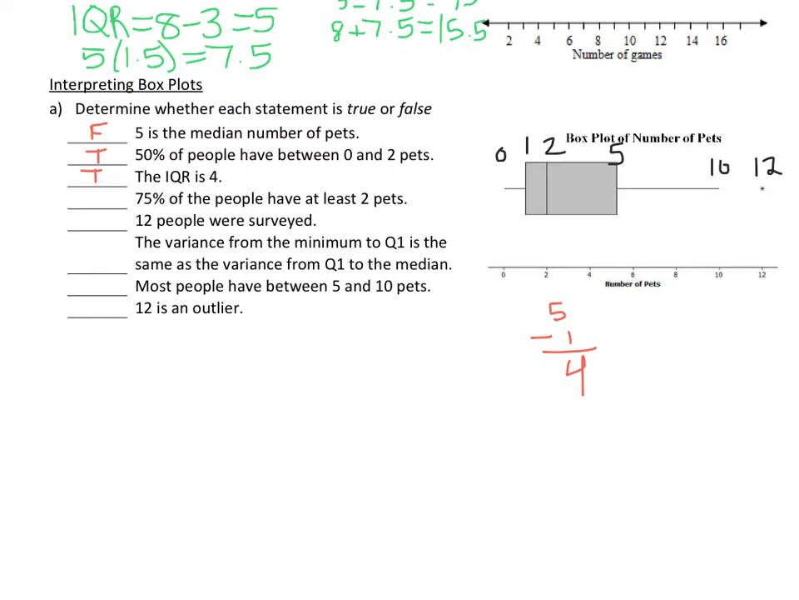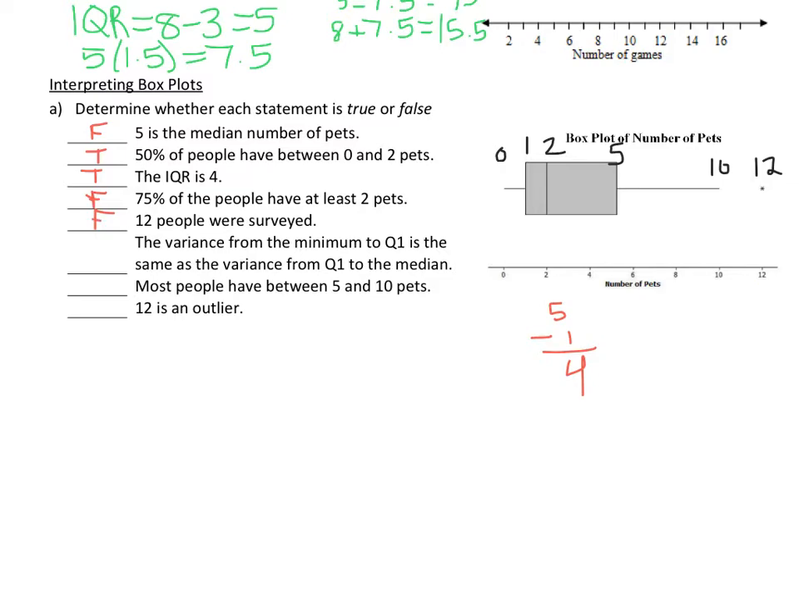75% of the data have at least 2 pets. Well, 2 pets is the median, which means this is 25%, and this is 25%, which makes 50, not 75. So this is false. 12 people were surveyed. There is no way we can determine from a box and whisker plot how many people were surveyed, so this is false.